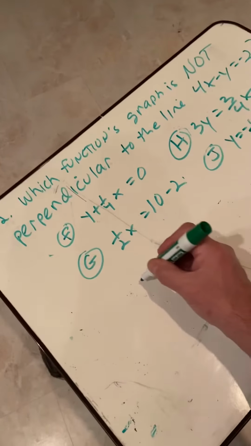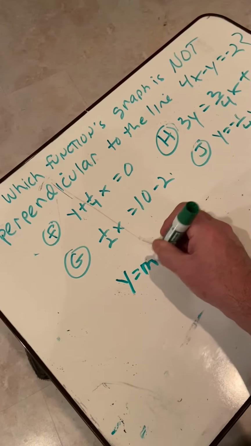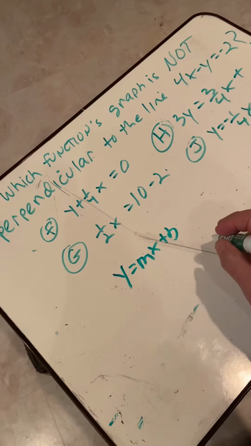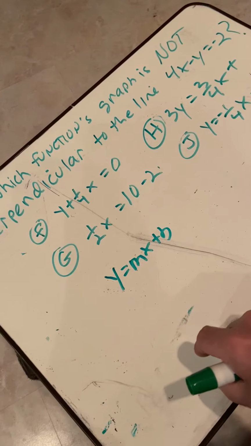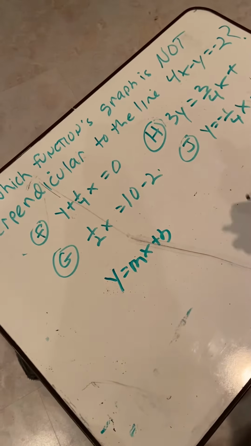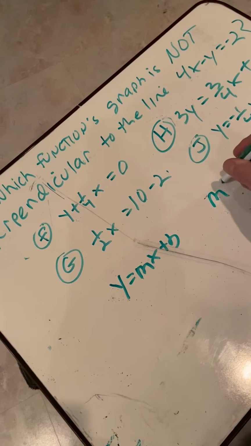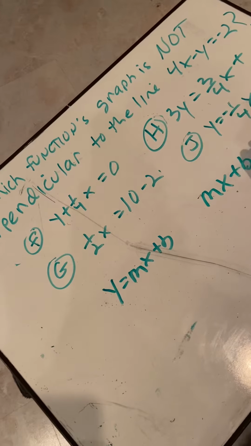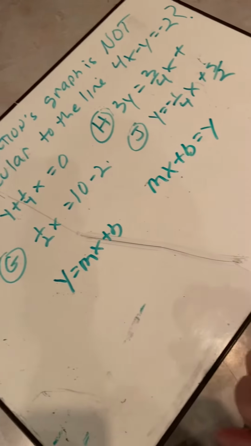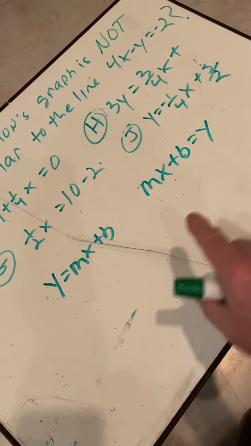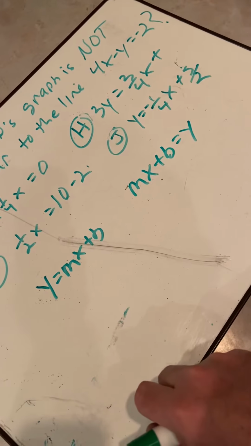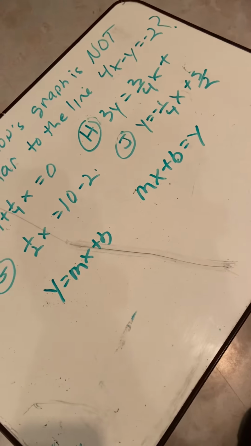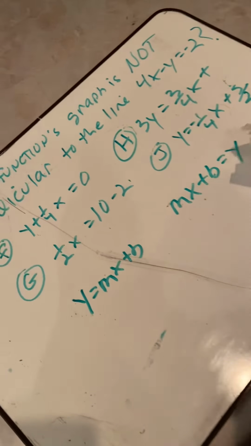We want to think of y equals mx plus b, where m is the slope of the line. We also want to remember, because it'll make things easier as we go along, that mx plus b equals y. These are exactly the same. As long as the signs are the same, the equations are equal to each other. Okay. So that being said, let's move on to the next thing.